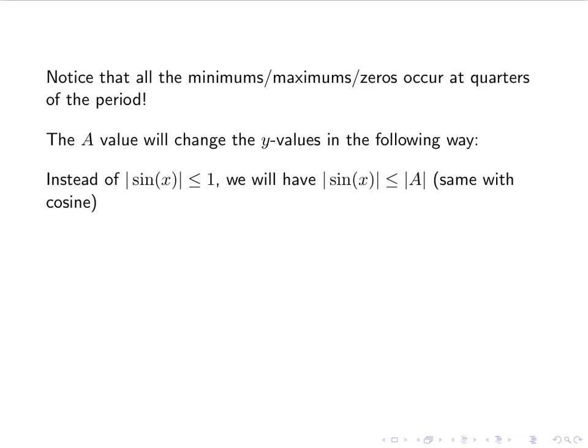So if A is not 1, then instead of sine being bounded by 1, it's going to be bounded by the absolute value of A. And the same is going to be true with cosine. If A is negative, the graph is flipped upside down. So anything that was a maximum is now a minimum, and anything that was a minimum is now a maximum, and everything in the middle is going to get flipped as well.